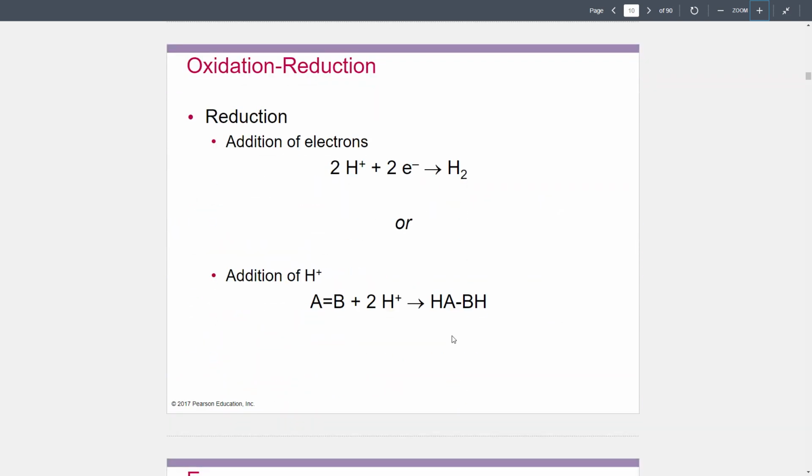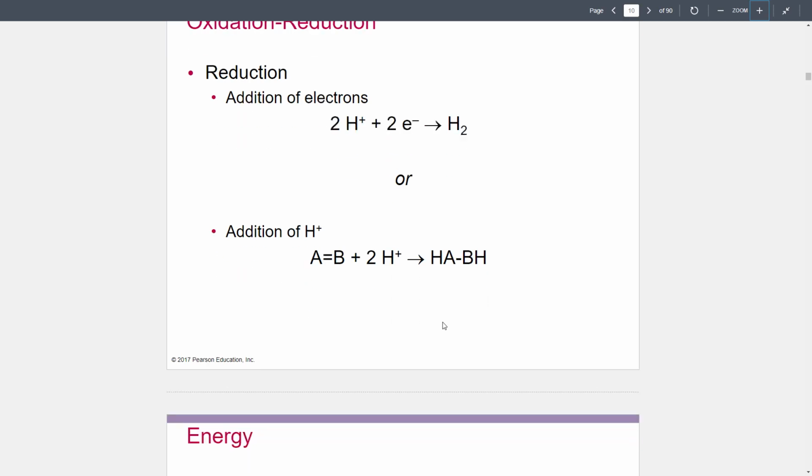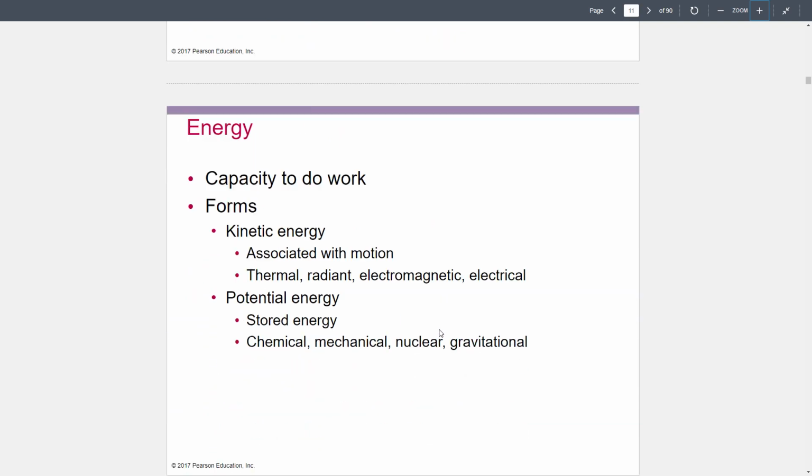Reduction is when we take an electron and add it to something. So I have my 2 hydrogen ions and my 2 free-floating electrons. If they go back onto an atom, we would get that. Or algebraically, it'd look like this down here. So reduction is the addition of electrons, oxidation is the removal.